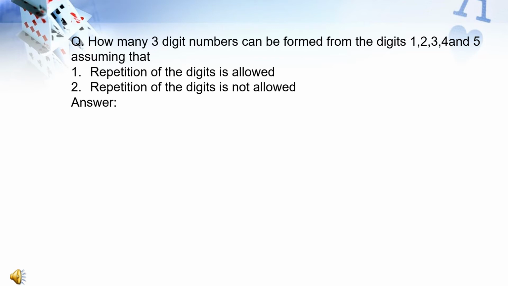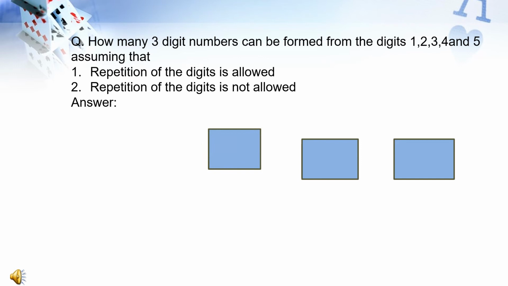As the question suggests that we should form a 3-digit number, there will be 3 places: ones place, tens place and hundreds place. To fill the ones place, we have 5 choices, 1, 2, 3, 4 and 5. Any number we can select and fill that place. So that place can be filled in 5 ways.